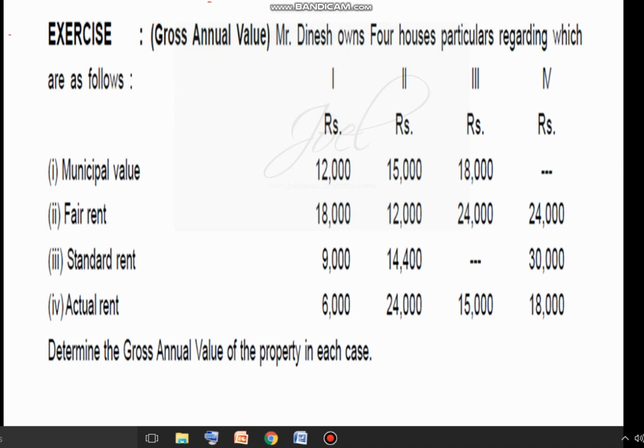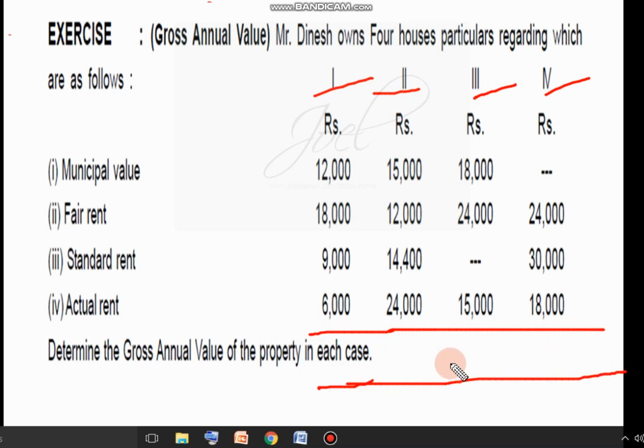So different houses are there. There are together 4 houses available: house 1, 2, 3, 4. For these 4 houses, information is given here. Based on that information, we are supposed to calculate the gross annual value. The municipal value, fair rental value, standard rent, and actual rent are given. We will calculate gross annual value for all the 4 houses. You have to solve this particular problem. I'll tell you how to solve this now.